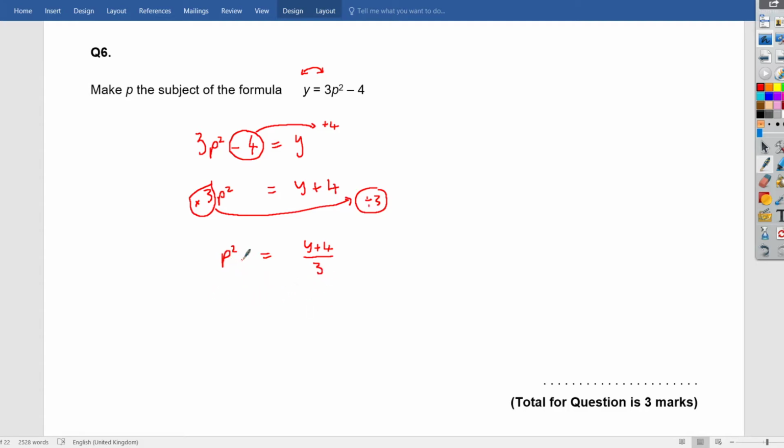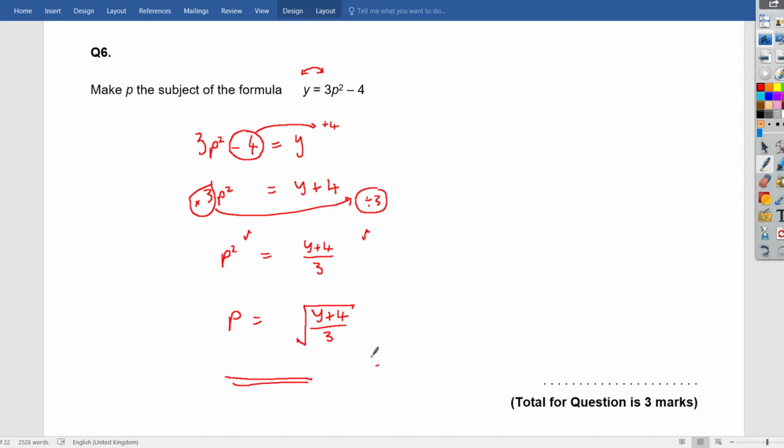Now, to get p, this is being squared. The opposite of squaring is square root. That's not a square root, remember? That looks like a tick. So p will equal the square root of y plus 4 divided by 3. Now, you might have seen this on your calculator. It introduces a big symbol like that, where it takes both the numerator and denominator into account. So that is making p the subject.